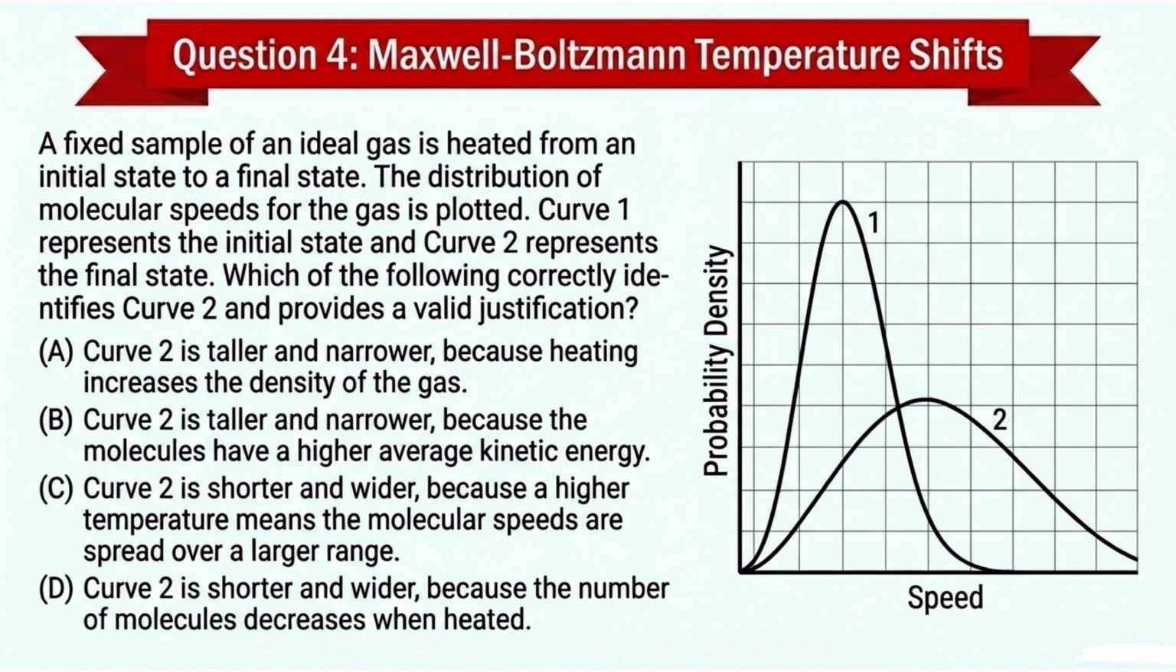Question 4. Now, the Maxwell-Boltzmann distribution. You are heating up a fixed sample of gas. Same molecules, just hotter. Curve 1 is before, curve 2 is after. Two things change: the peak shifts and the shape changes. Try to predict both before peeking. So what do you think?